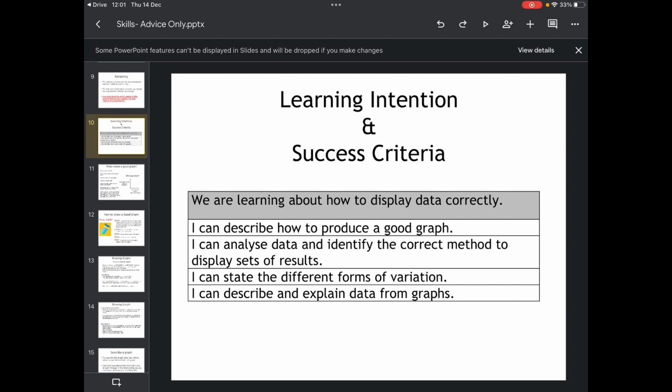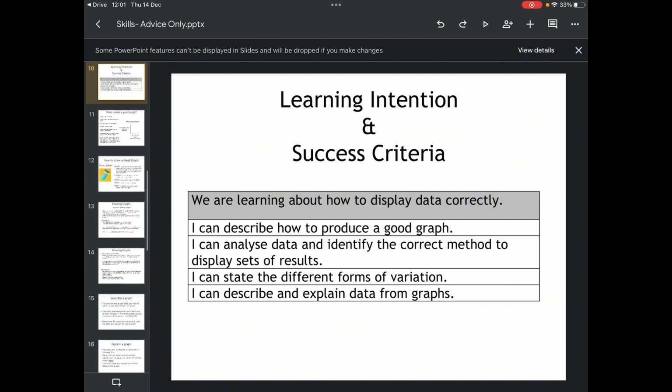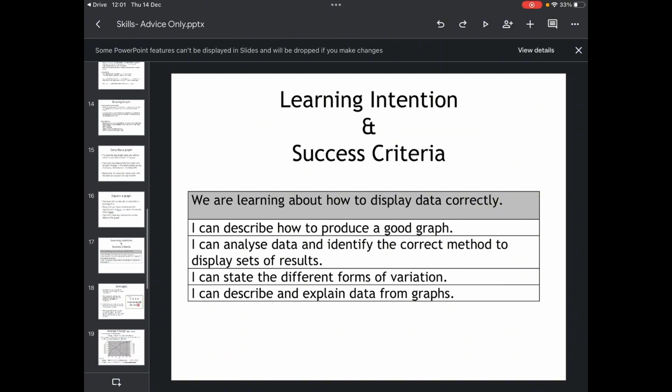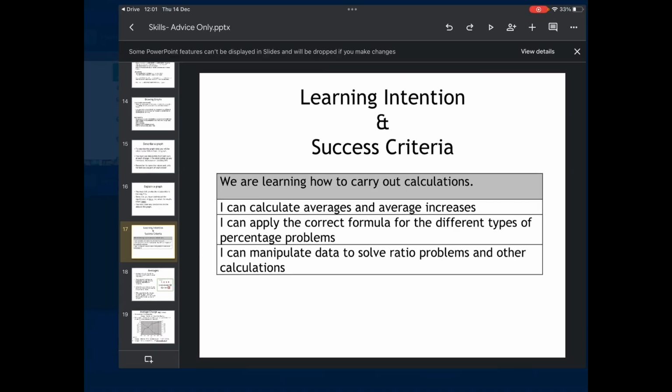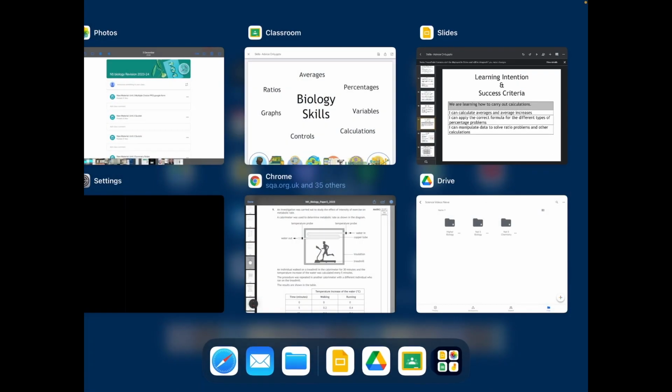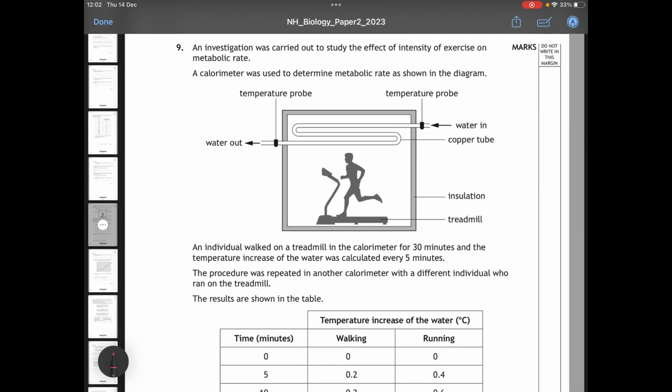We've got a second section on graphs, giving you some advice about drawing graphs and also how to describe and explain graphs and the difference between the two. And then a final little section on calculations, so we look at things like averages, percentages, ratios and other kinds of calculations. So we're going to try and apply that and use that booklet for some of the questions in the exam. You'll find there's 2 big skills questions.